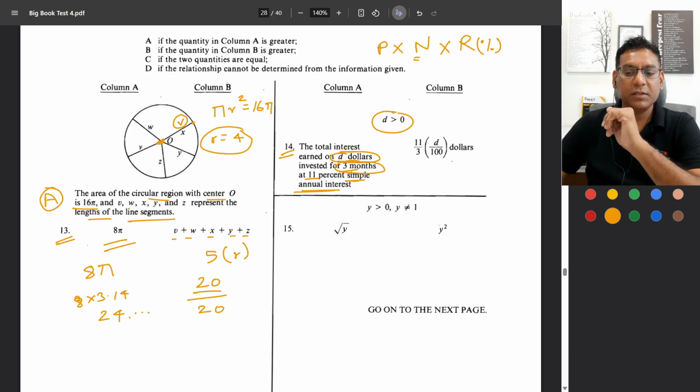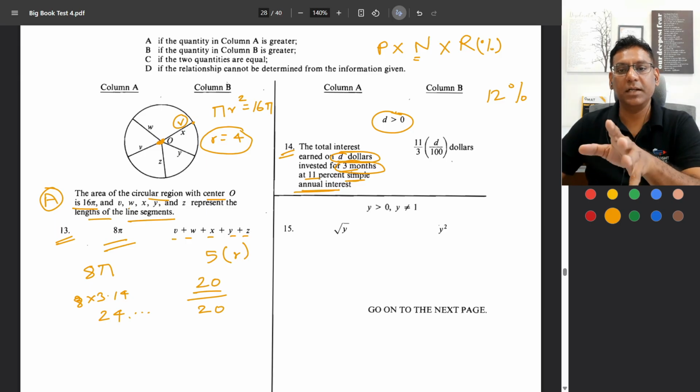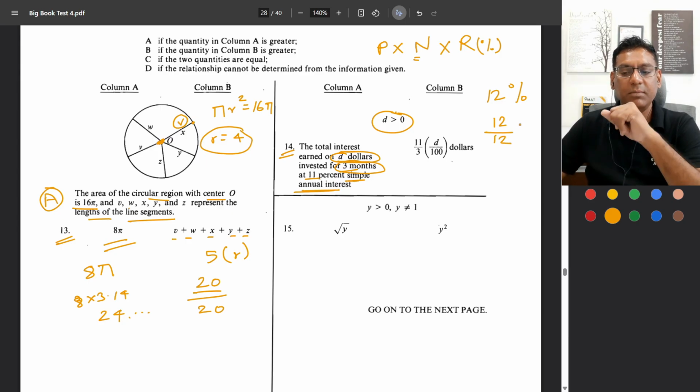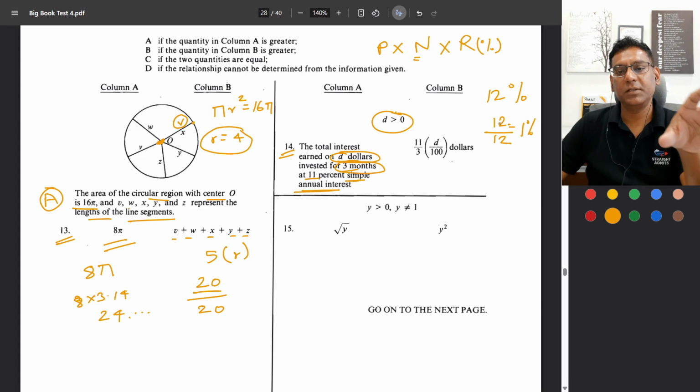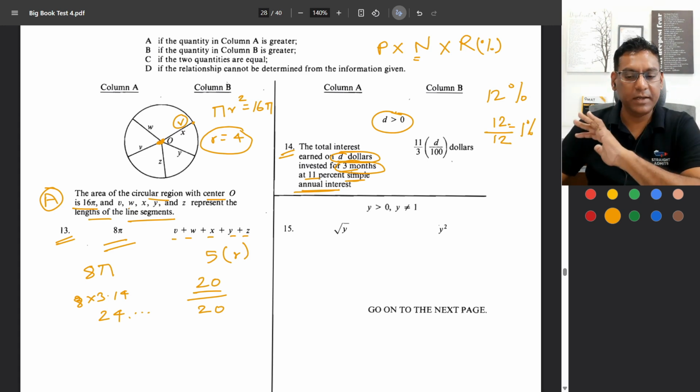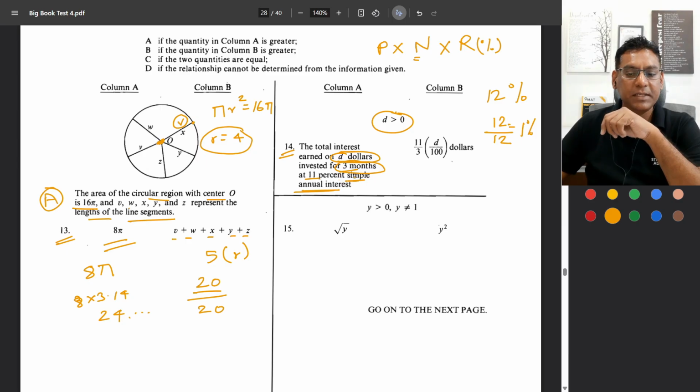Basically how it works is that if it is 12% annual, that means 12% in simple interest for 1 year. Every month you are getting 12 divided by 12, because there are 12 months, 1%. First month 1%, second month 1%, and all that. So it's very simple, just divide that by the number of months.